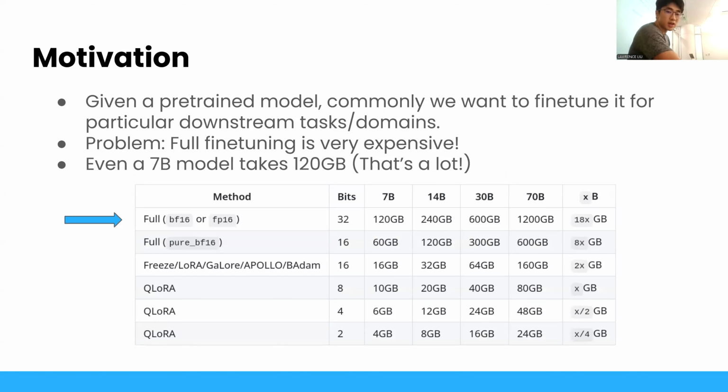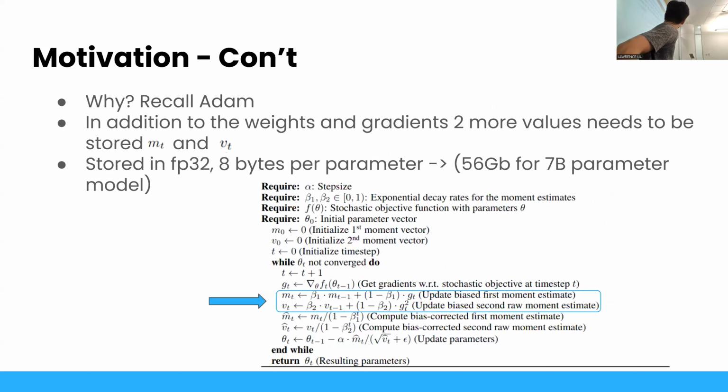Okay, so let's start with some motivation. Given a pre-trained model, commonly we would want to fine-tune it for further downstream tasks. The problem is that full fine-tuning is very expensive. The first row here details the amount of memory you would need to fine-tune each model in full precision. And you can see that even for a 7 billion parameter model, this is 120 gigabytes, which is well outside the range of most consumer devices. You'd have to go to servers or have your own cache of A100s to do that.